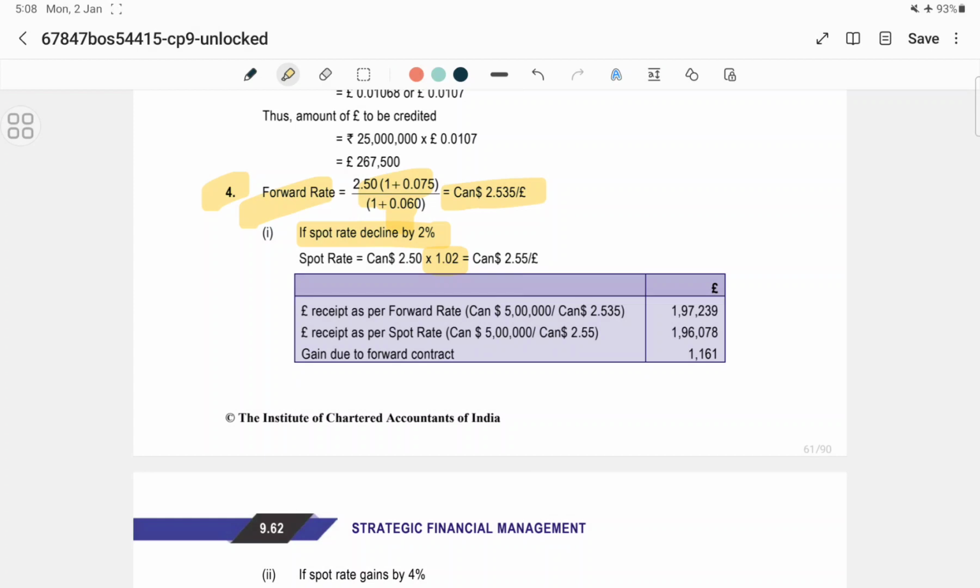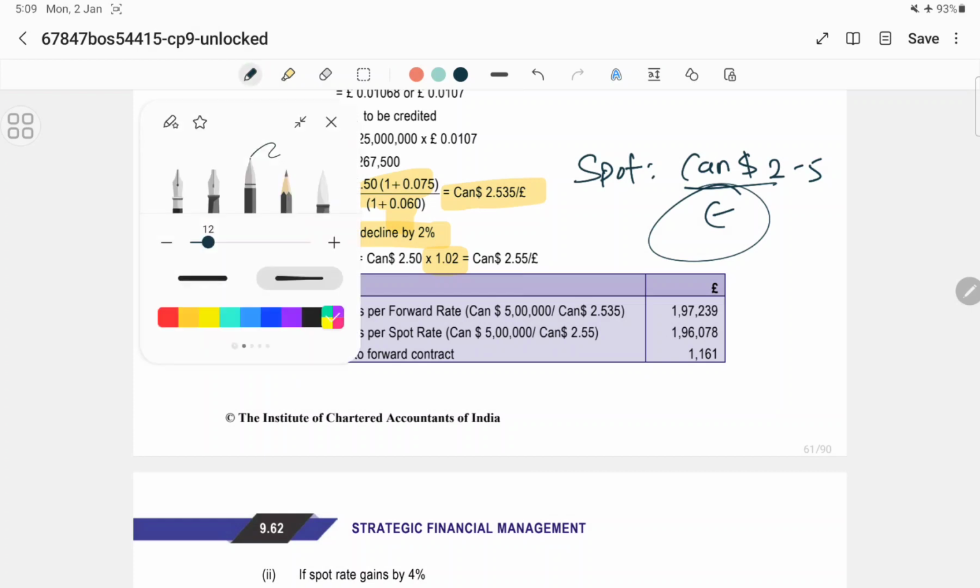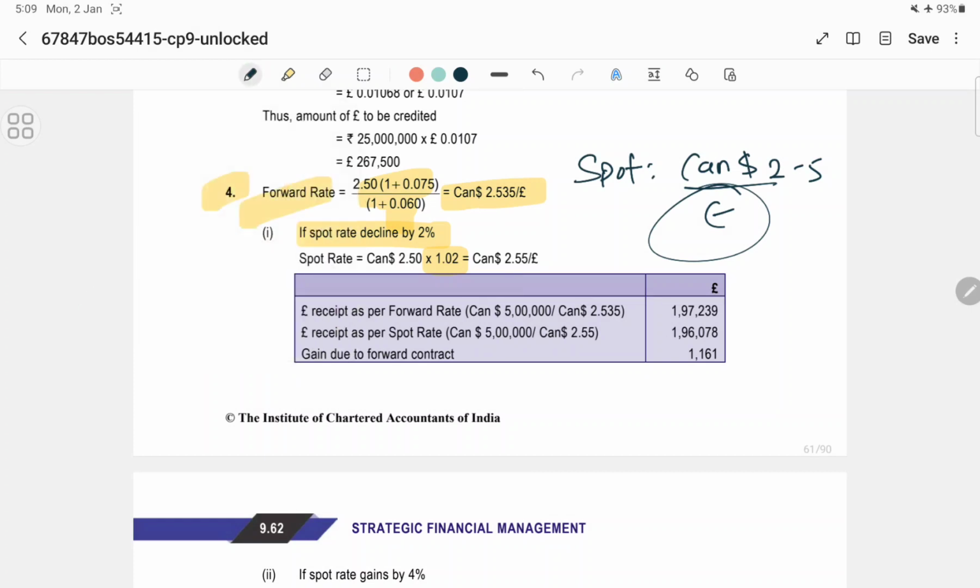So why have they done this? The reason is very simple. See here. The actual spot, if we see, was how much? Canadian dollar upon pound, 2.5. This was given to you. Okay, so this is a direct pound quote. But let me just increase this. Okay, direct pound quote.